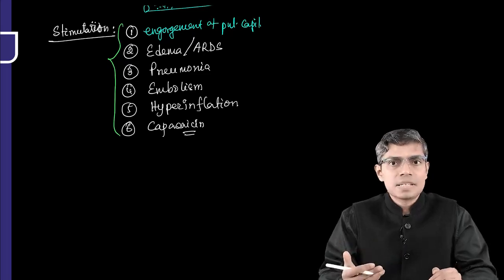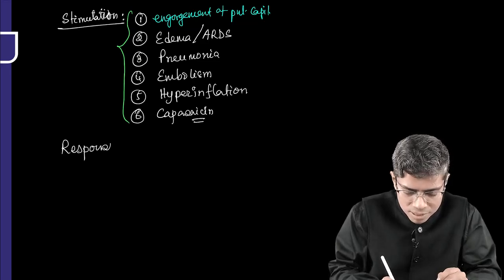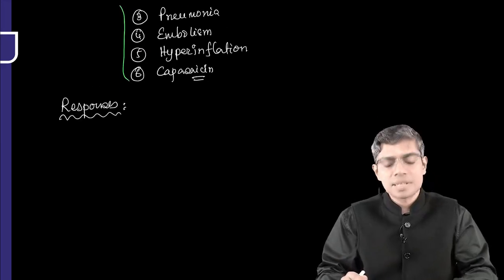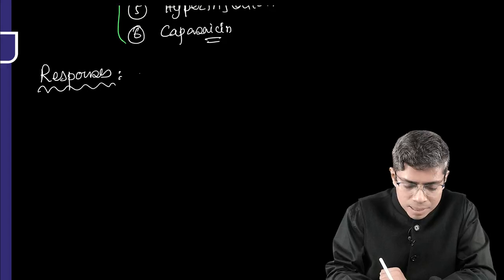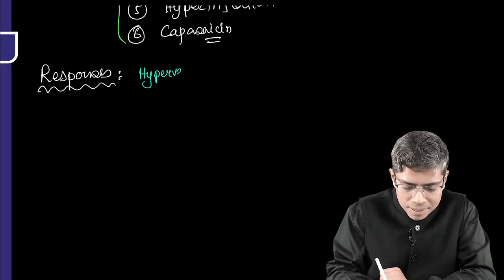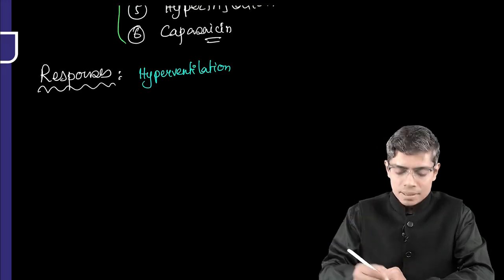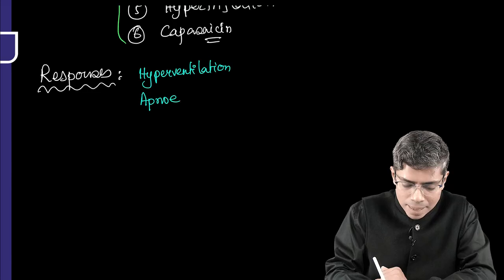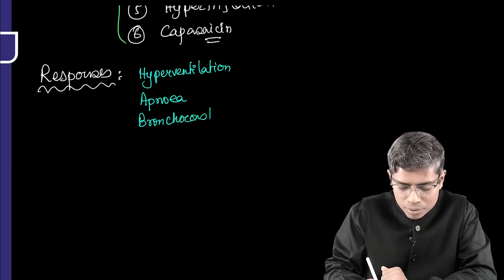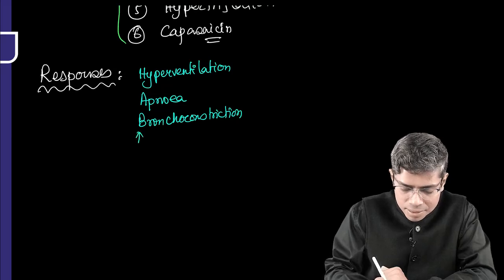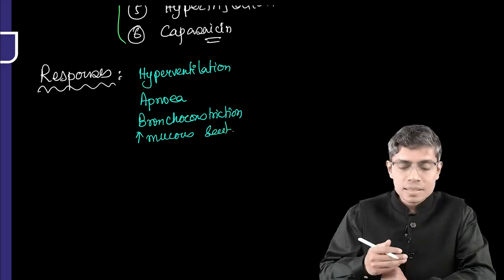Whenever this J receptor is activated, what is the response, meaning what is going to happen in the patient? So what are the responses when this receptor is activated? Responses are very, very dramatic. What dramatic? There will be hyperventilation, rapid shallow breathing, followed by apnea, there will be bronchoconstriction, right, there will be increased mucus secretion. So all this ultimately will lead to dyspnea, right, you can easily find out.